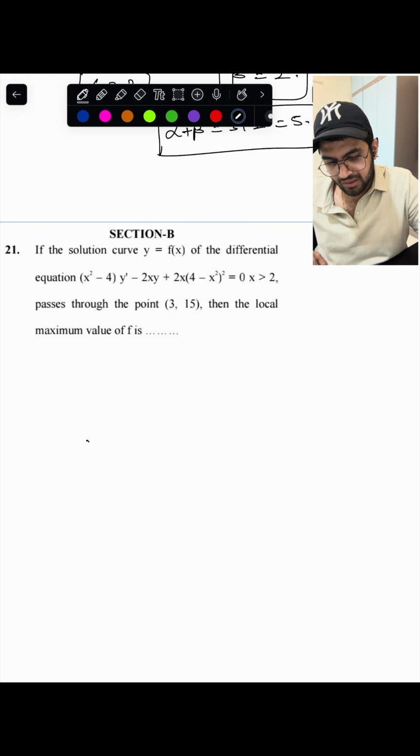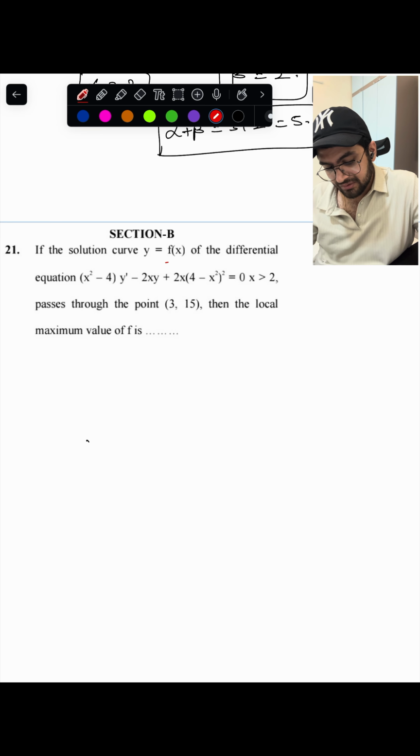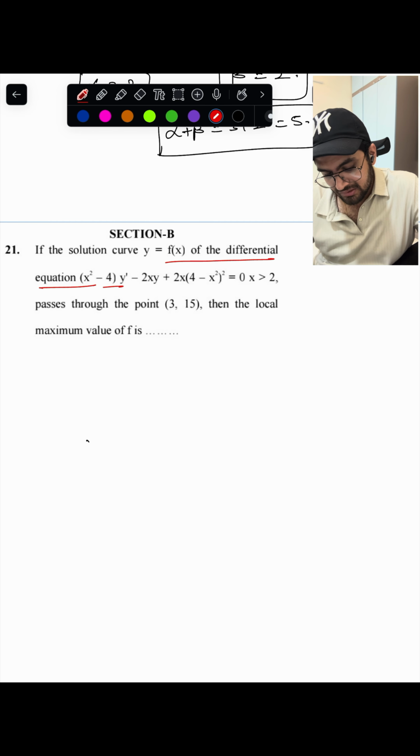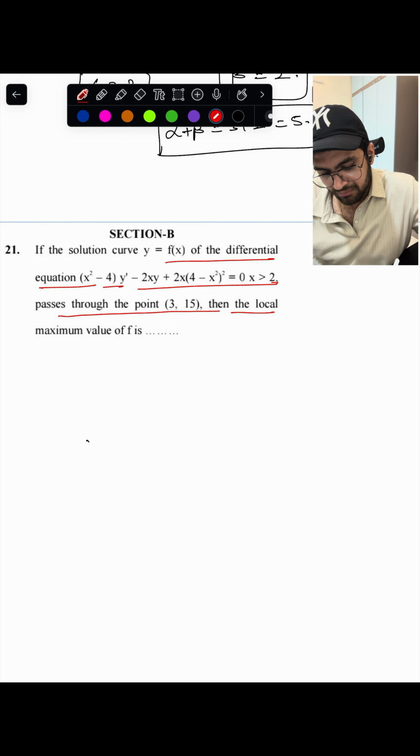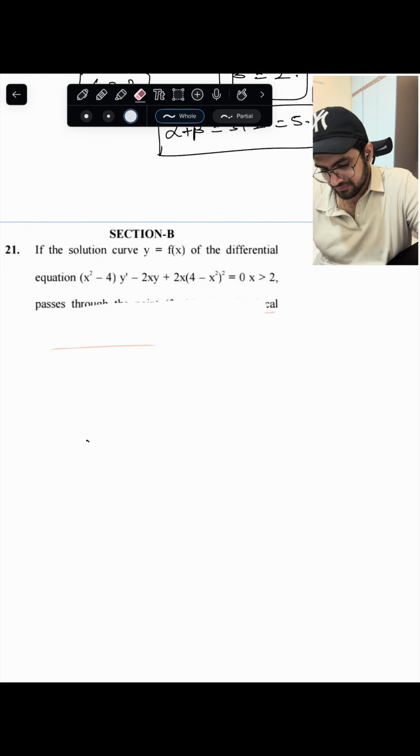So what is given here? Y equals f of x is a differentiable function. X square minus 4 something is given. It passes through 3 comma 15. Then what is the local maximum of f? Okay, so let's find it out.